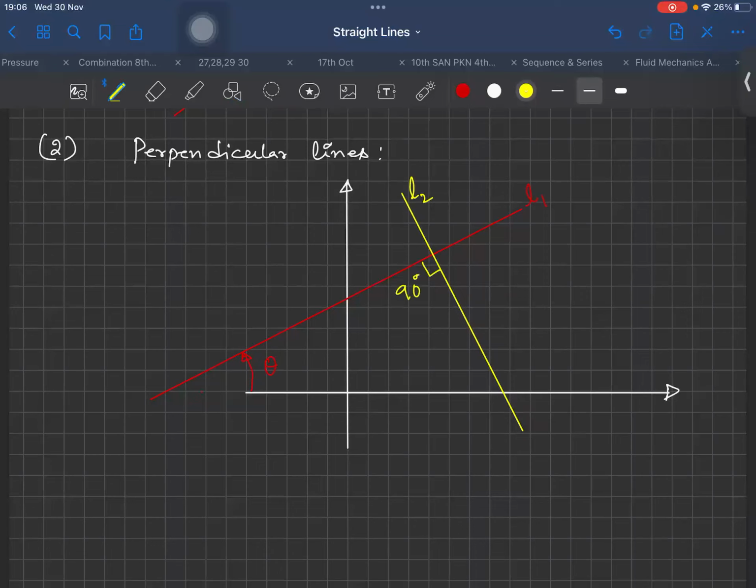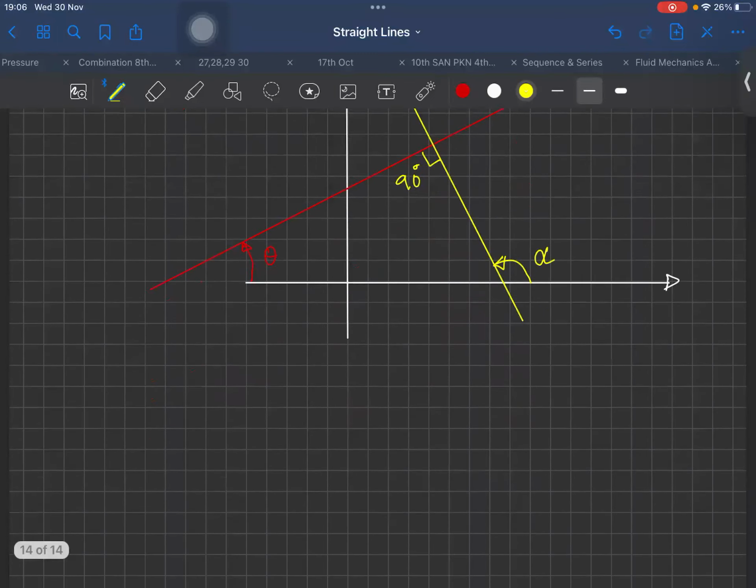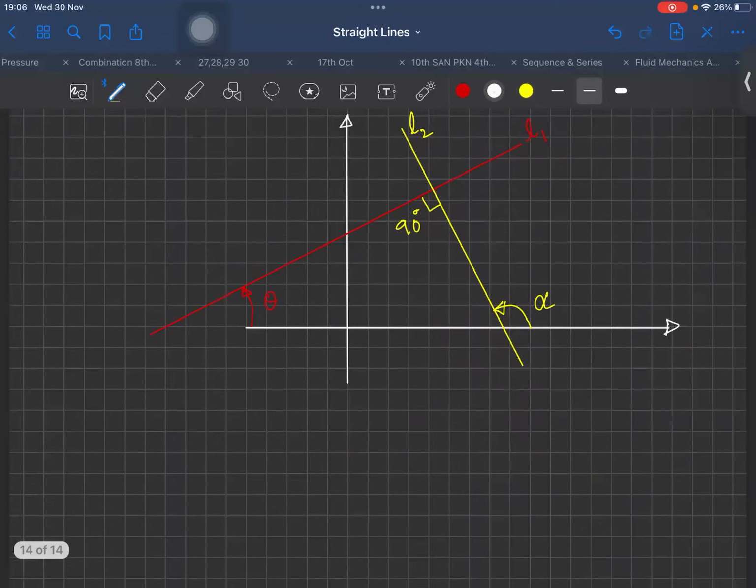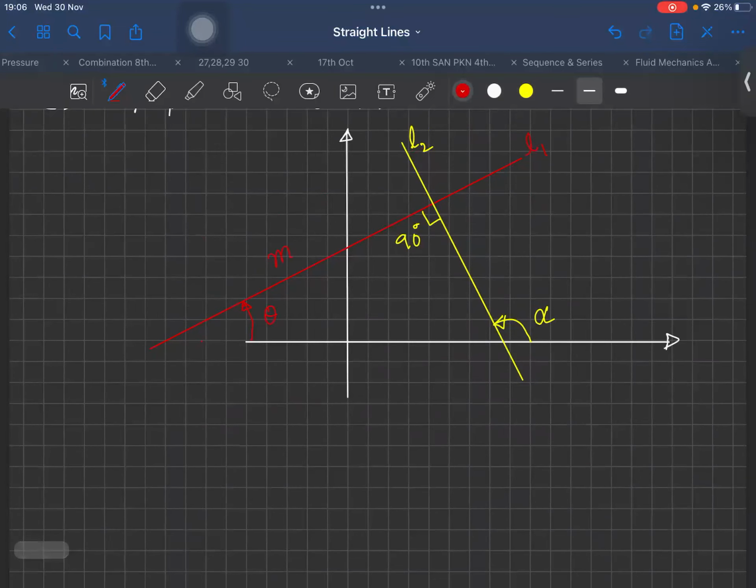And this angle is 90 degrees, right? And this angle, let's say it is alpha, some angle alpha we don't know. See, lines you can draw any way you want. It will always intersect the x-axis somewhere. If it is intersecting, that means it has a slope, right? So let's say this slope is M1. Here the slope is M2.